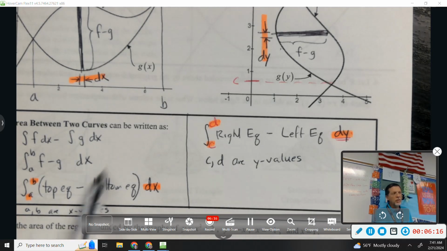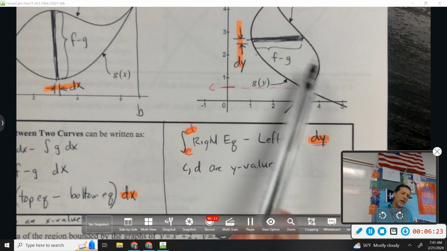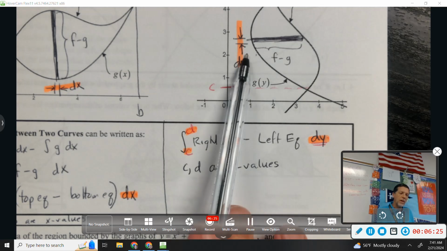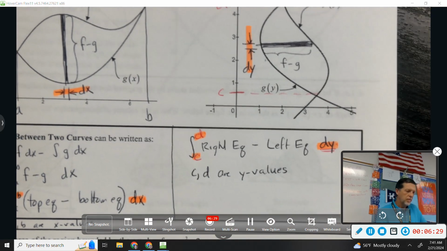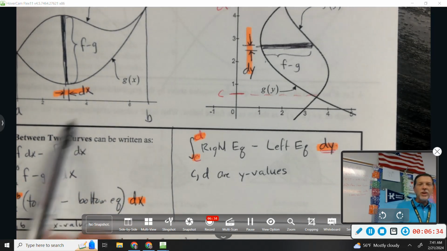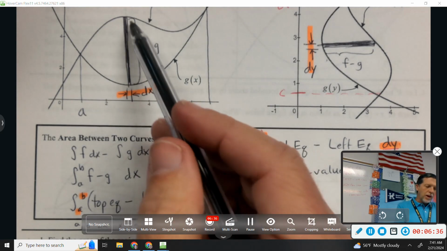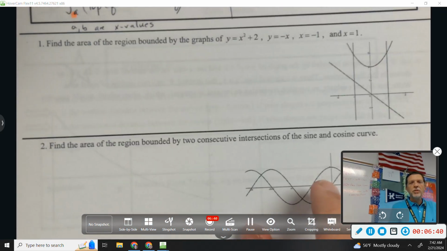Most of our problems are going to be dx problems, but occasionally we like to throw in a dy problem. It really makes you slow down and think about right minus left, from bottom to top. Okay, again, the x stuff's pretty easy. You guys figured out right away. It's just top minus bottom. The y stuff is a little trickier, but we'll do some examples in a minute.